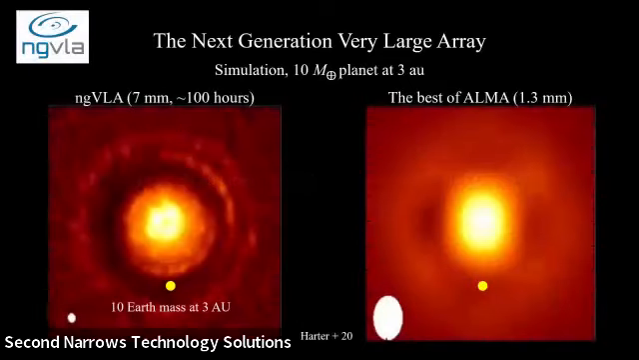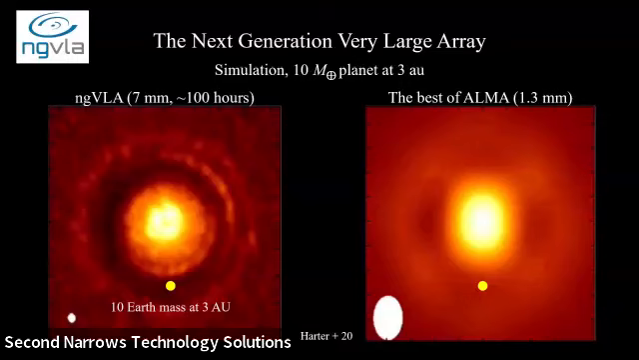So here is a simulated ngVLA 7mm emission map of a system with a 10^-10 mass planet at 3 AU. You can clearly see the gap and the azimuthally asymmetric structures. Here's the same disk model, but if you observe with ALMA at millimeter wavelengths and with ALMA's best angular resolution, you can kind of see something there, but all the details are missing.